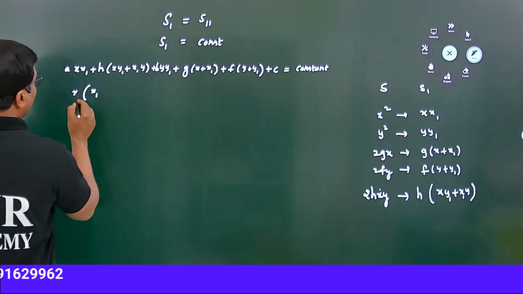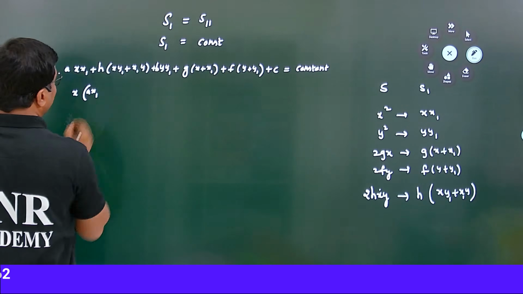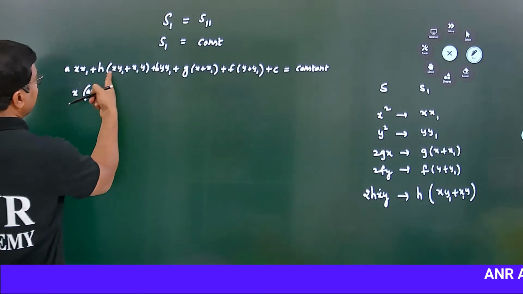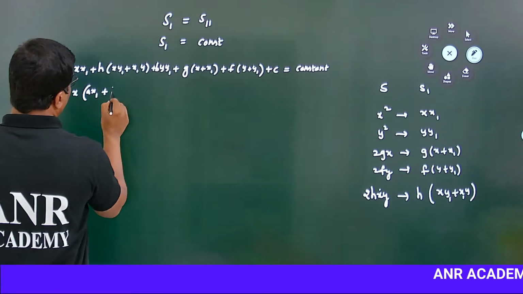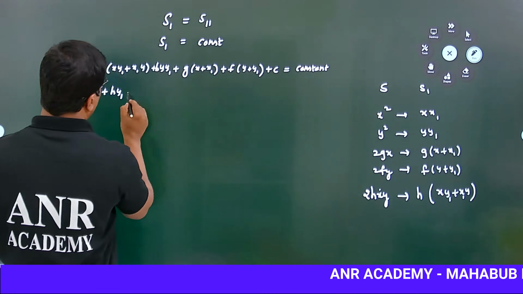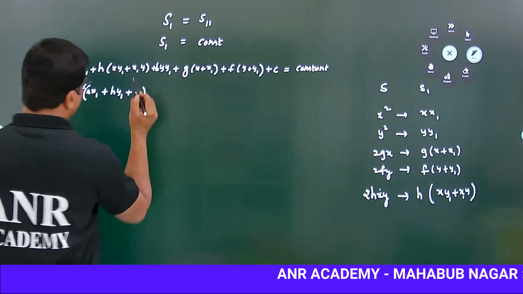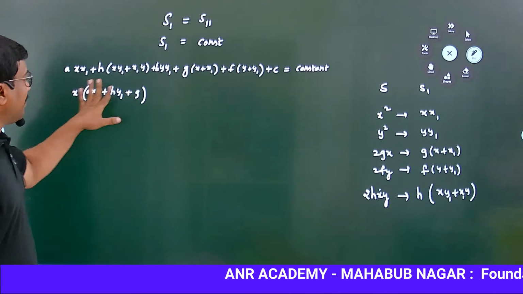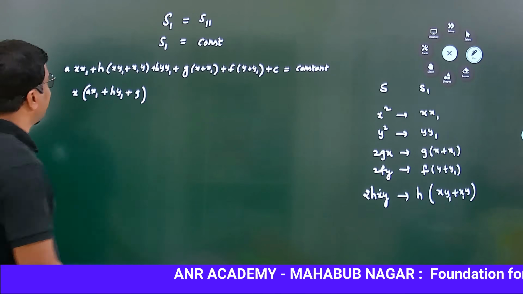Now if you take x common, ax1, and where is x? Here hy1, and here you have x term, that is g. Okay, x of ax1 plus hy1 plus g.